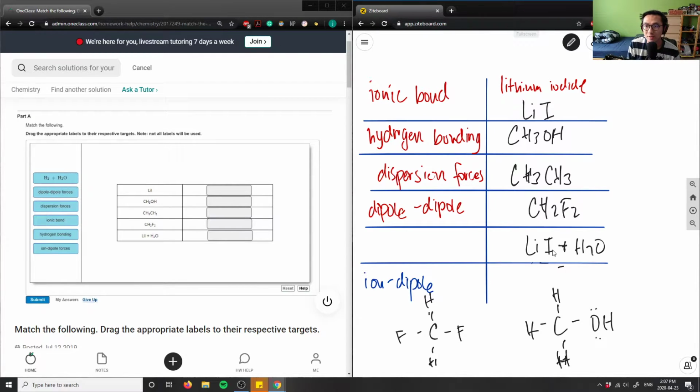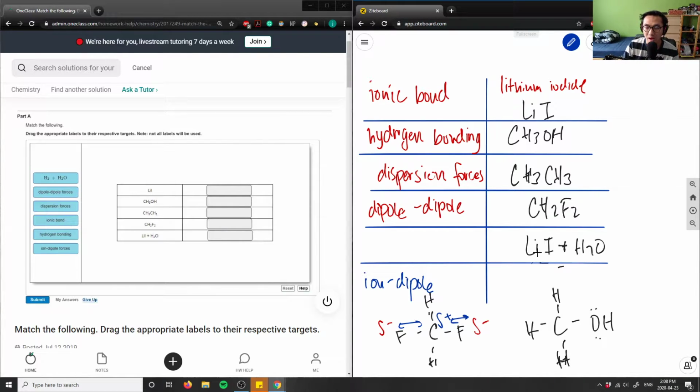There's a dipole moment between, again, the fluorine here is partial negative, very electronegative, which makes the carbon here partial positive, right? So there's a dipole moment between these two guys and these two guys here. This is a dipole intermolecular force here. So CH2F2 would be an example of a dipole force.